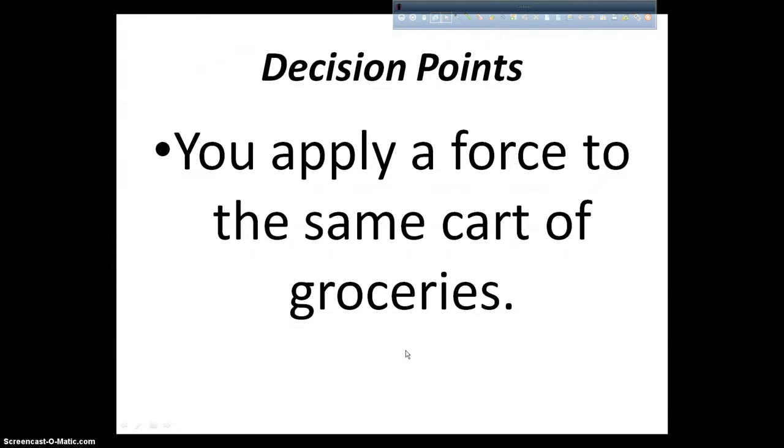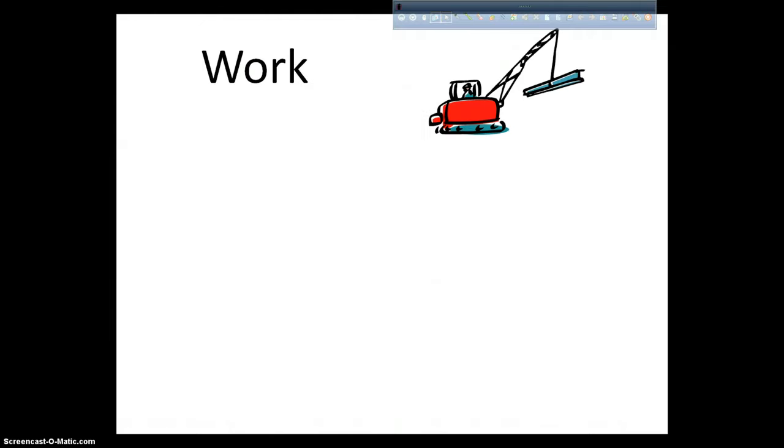And if we apply a force to the same cart of groceries, just because we apply a force does not mean we give it any more energy, because this doesn't specifically say that the cart is actually moving. So if the cart is not moving, we haven't applied any energy. And so that point about moving is very important as we move into talking about work.